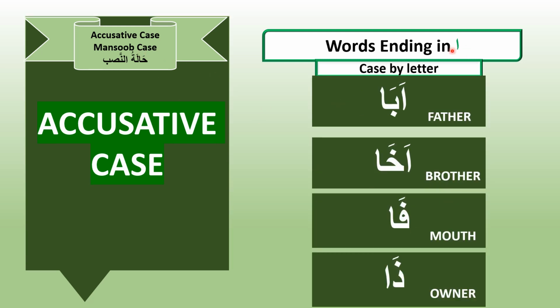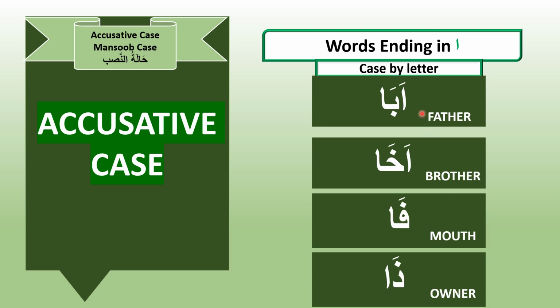Words ending in the letter alif, what we call case by letter. So remember, the waw represented the nominative case. The alif represents the accusative case. Aba, father; akho or akha, brother; fa, which is coming from faman, mouth; and dhu, which is owner.